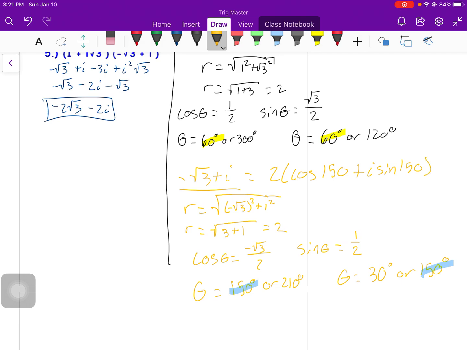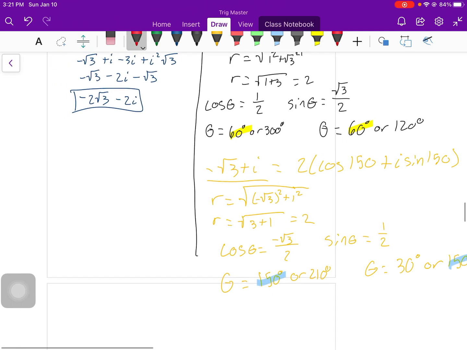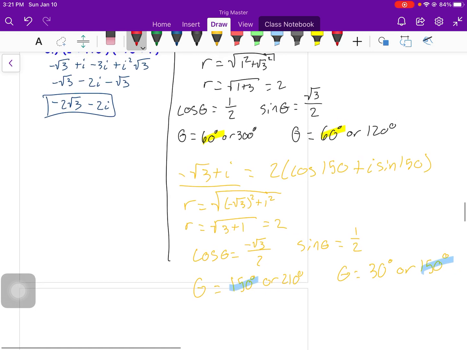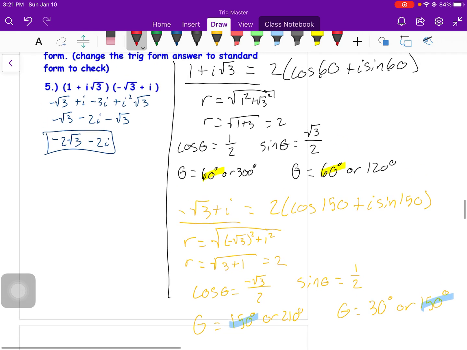So that was all the work I needed in order to change them from standard form into our trig form, and now I actually have to multiply those. So I'm going to go back to that left side. I'll do this in red. Instead of that being 1 plus i square root of 3, I'm going to have 2 times cosine 60 plus i sine 60. And then instead of it being negative square root of 3 plus i, I'm going to have 2 times cosine of 150 plus i sine of 150.